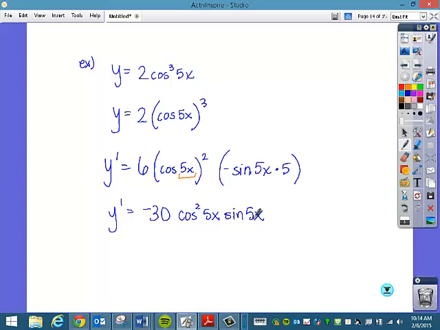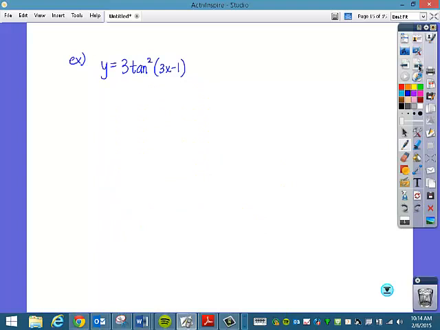And our last example, 3 tangent squared of 3x. Actually, pause your video. Try this one on your own. Let me make this a U-try problem. Pause your video, try this on your own.